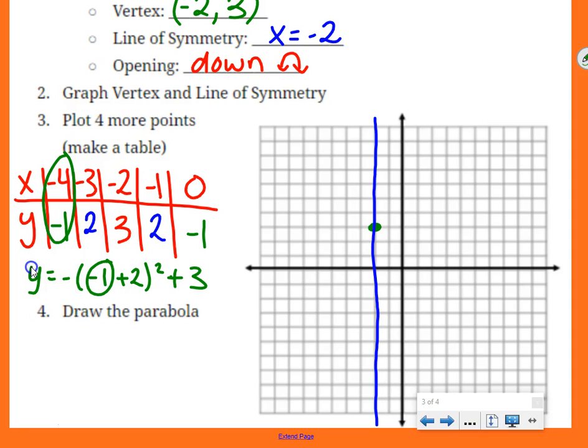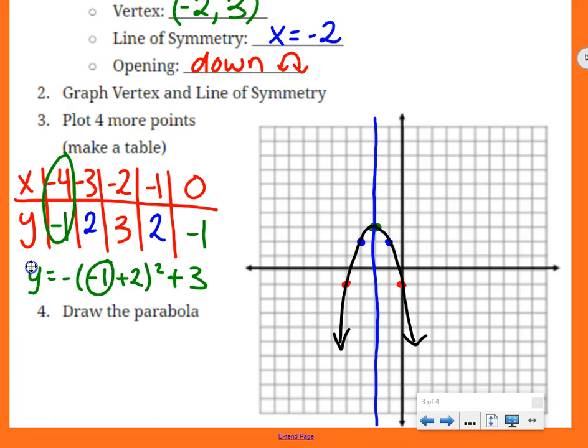So if we plot these points, we get negative 1, 2 would be right here. Negative 3, 2 would be here. And then 0, negative 1 would be right there. And then negative 4, negative 1 would be right here. Connect those points to make your parabola. And it opens down just like it should. So we are good to go.